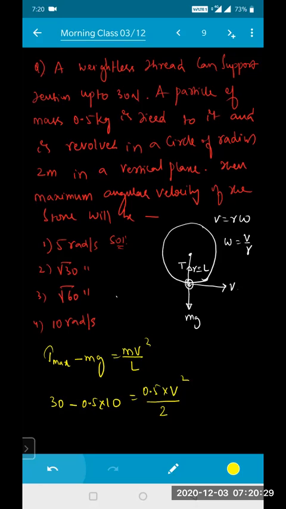Now tell me, what velocity do we get? 30 minus 5 is 25, so 25 equals 0.5 v square divided by 2, which gives 50 divided by 0.5. So v square is 100, and v will be equal to 10. Now omega equals v by r, 10 by 2, which is 5 radians per second. So the first option.